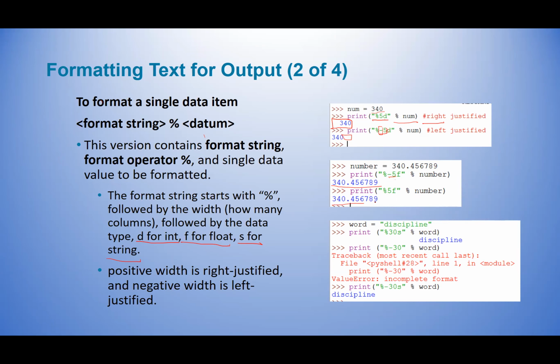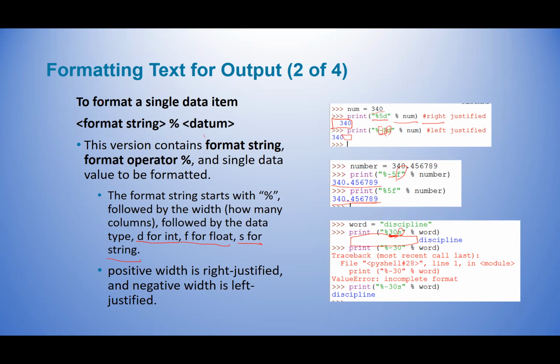You are not formatting it really, because you didn't specify the decimal places. If you want to specify the decimal places, we discussed that here, right? That's the third slide. Okay, now let's look at this. This is a string. So I'm just telling you D is for integer, F is for float, and S is for string. So width is 30 and it's a string. So you see this is the empty space, right?